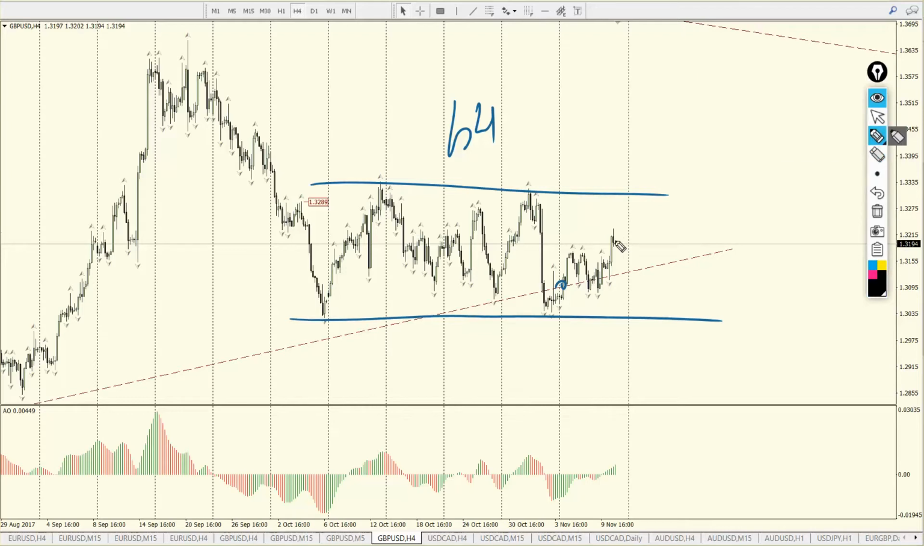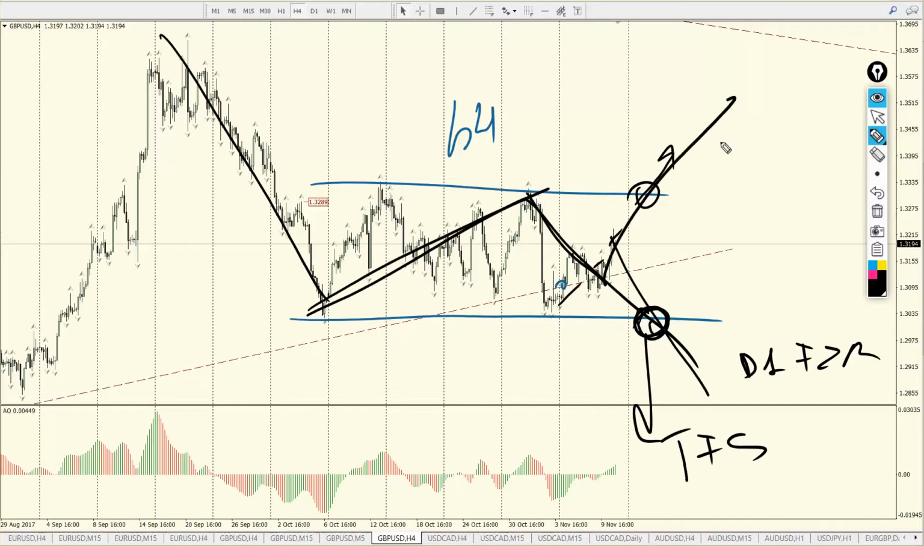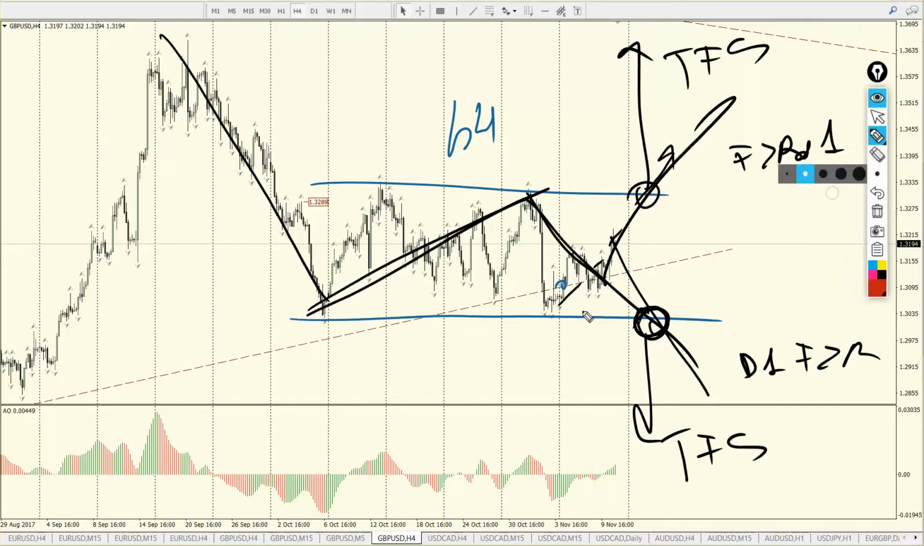Once we break through this reference point, we will have a daily D1 ZR, and then I can start using my trend following trading system. If we go up and break through this reference point, then we will have a ZR of daily up, and then I can start using my trend following trading system here as well. But as long as we're between those reference points, it's a D1 flat phase, and I will stay away from this pair because I don't trade in a flat phase.